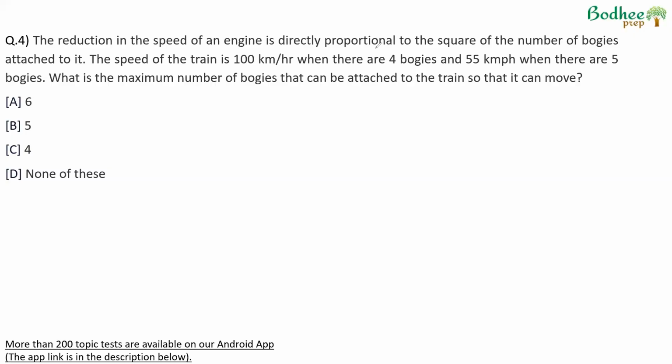The reduction in speed of an engine is directly proportional to the square of the number of bogies attached to it. R is proportional to B square. R is equal to K into B square. The speed of the train is 100 kilometers per hour when there are 4 bogies, 55 when there are 5 bogies. Suppose the maximum speed of the train is x.